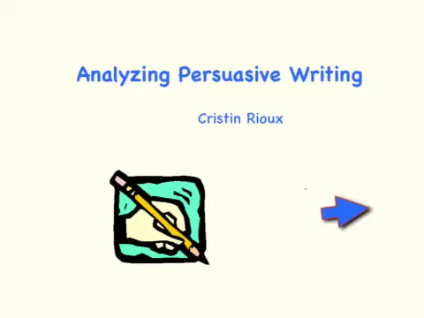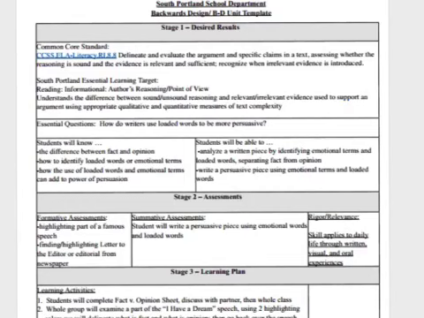Hi, my lesson today is on analyzing persuasive writing, which I've designed for my 8th grade language arts class, but will also be very useful in my social studies class as well. To design my lesson, I use the South Portland School Department backwards design template. This template's used both for units and also for individual lessons.